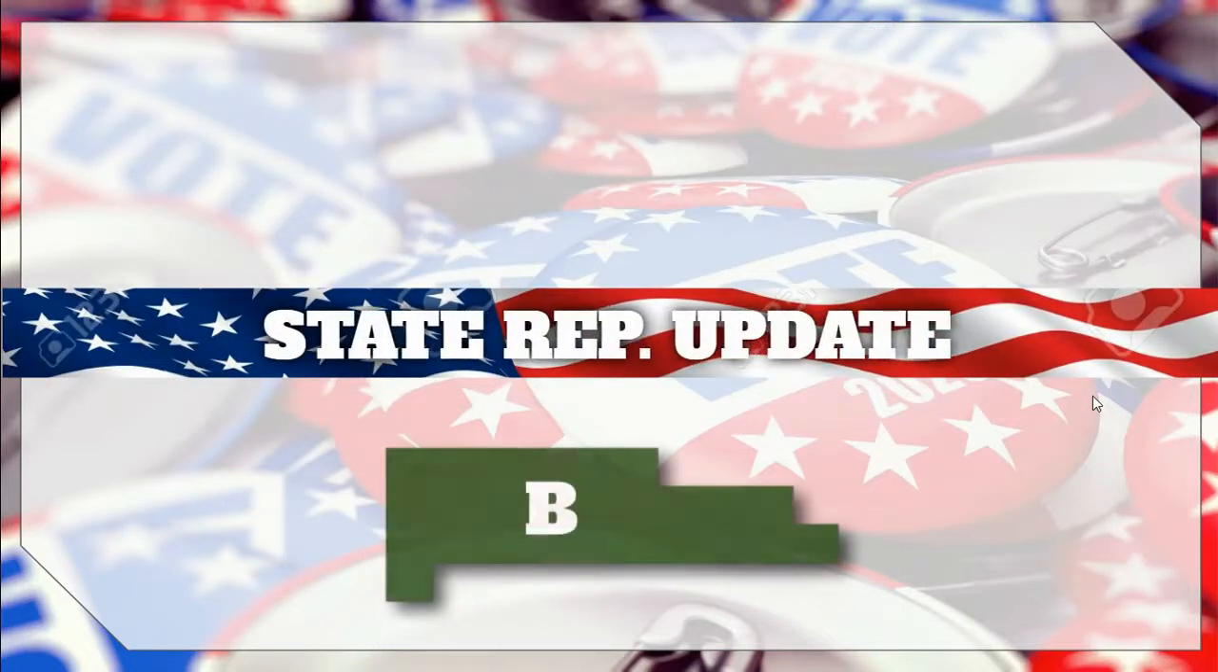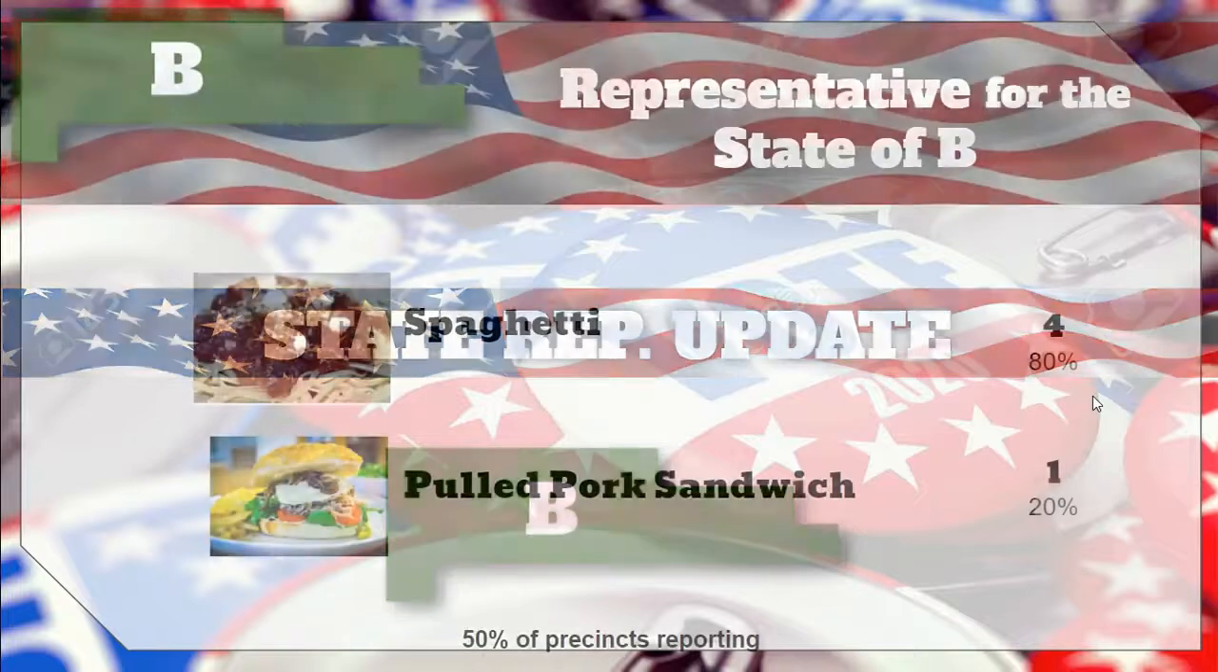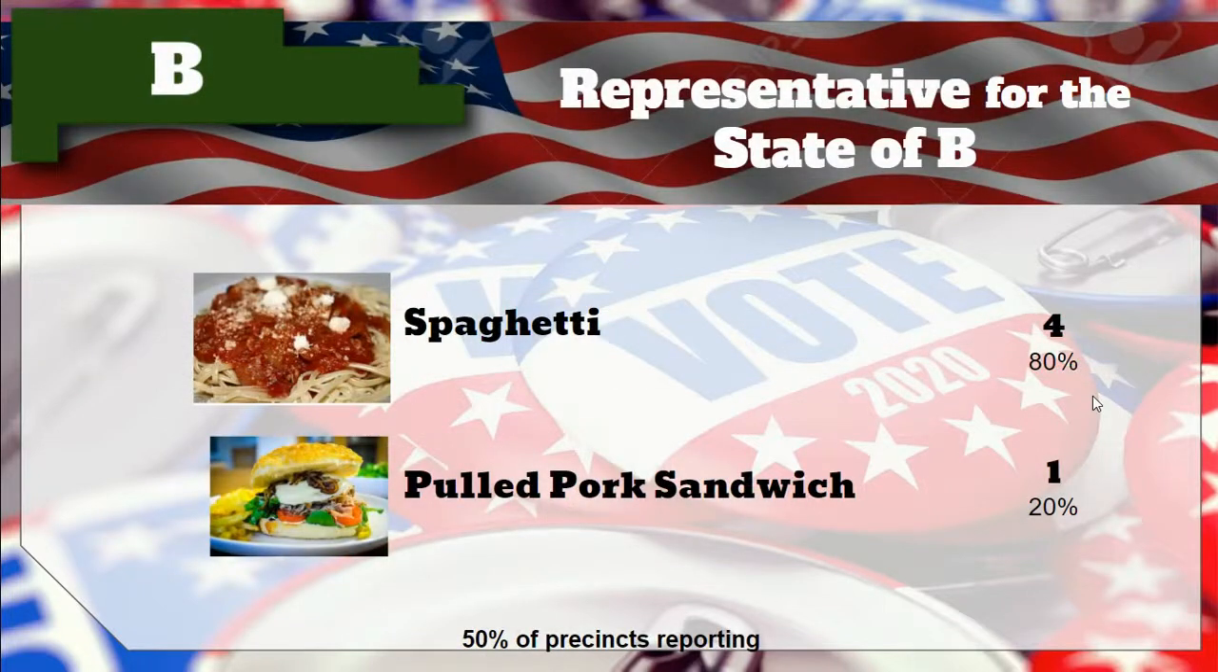Another result coming in, this time for the state representative in the state of B. Only 50% of precincts reporting, but right now Spaghetti is off to a lead, 80% to 20%, a really nice early lead here. Thought this would be a little bit closer, but Spaghetti is definitely off and running.